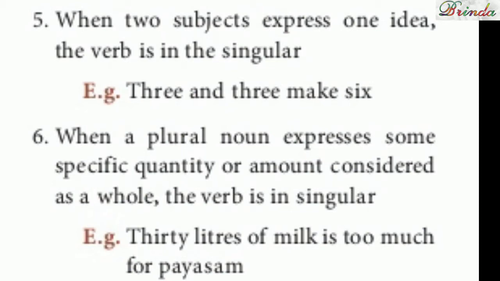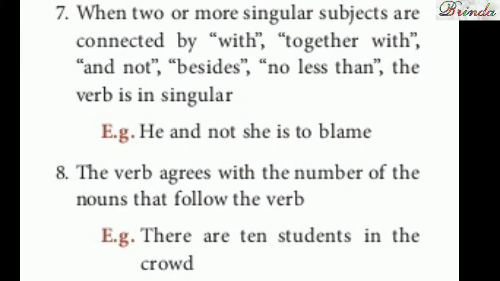Sixth one, when a plural noun expresses some specific quantity or amount considered as a whole, the verb is in singular. For example, 30 liters of milk is too much for payasam. Seventh one, when two or more singular subjects are connected by with, together with, and not, besides, no less than, the verb is in singular. He and not she is to blame. Eighth one, the verb agrees with the number of the nouns that follow the verb. There are 10 students in the crowd.